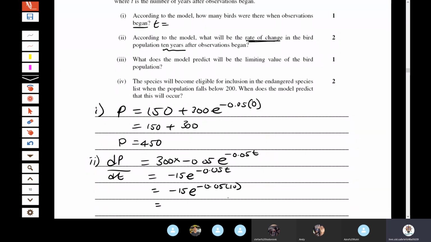e to the power times negative 15. That means by the 10th year, you're pretty much losing 9.1 birds. That's how you interpret this for each number of years. So by the 10th year, you're losing 9.1 birds per year.